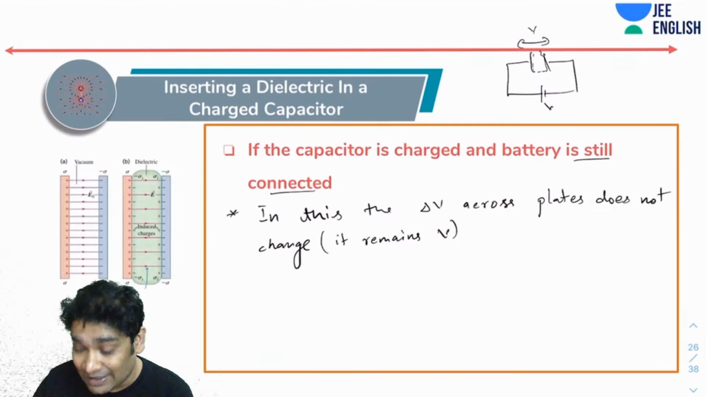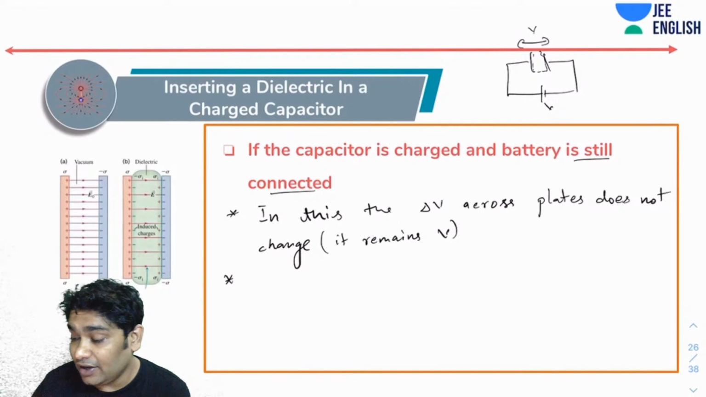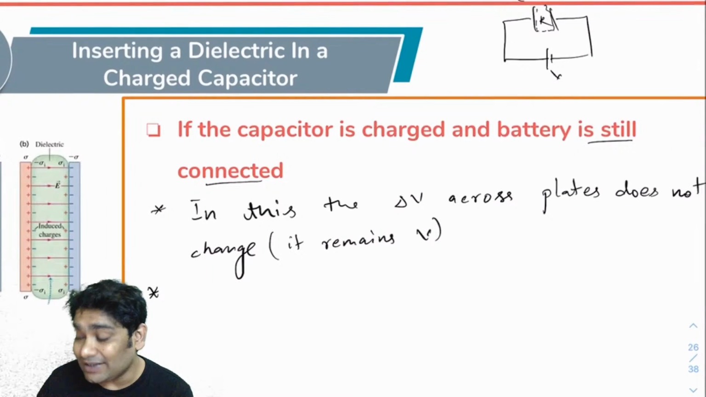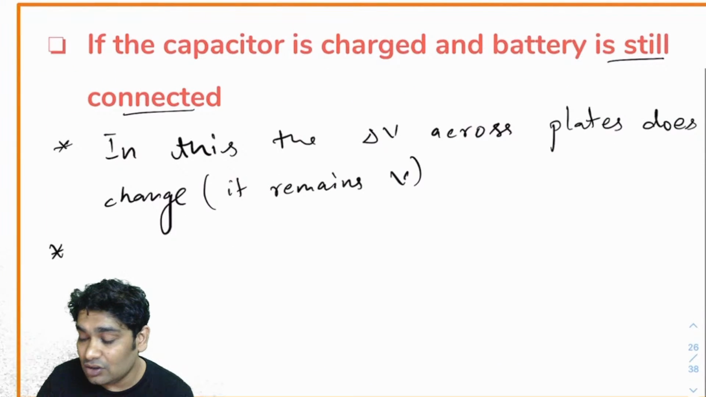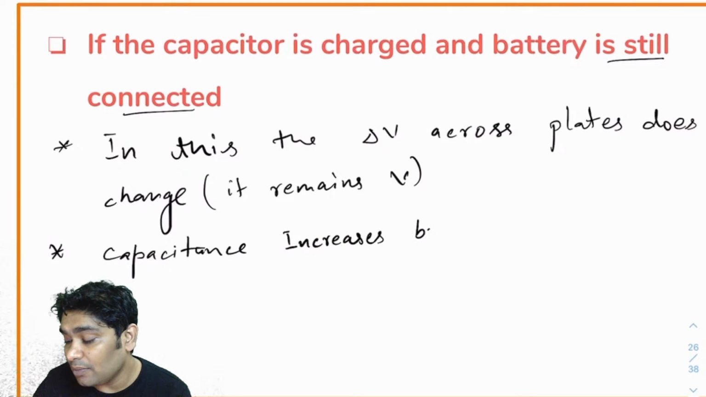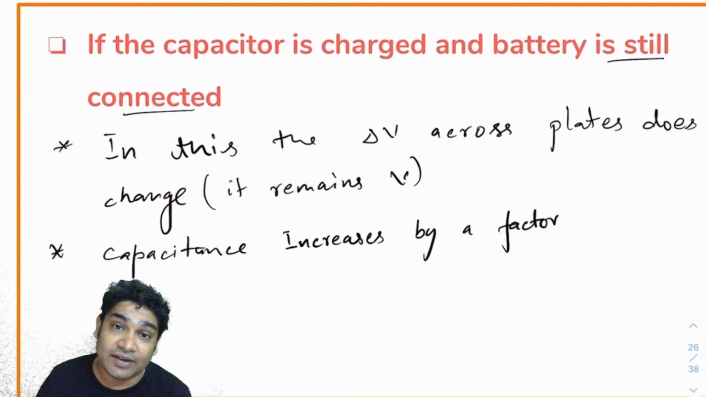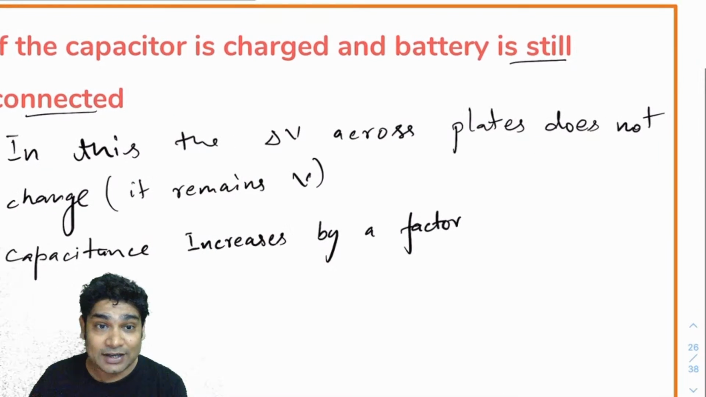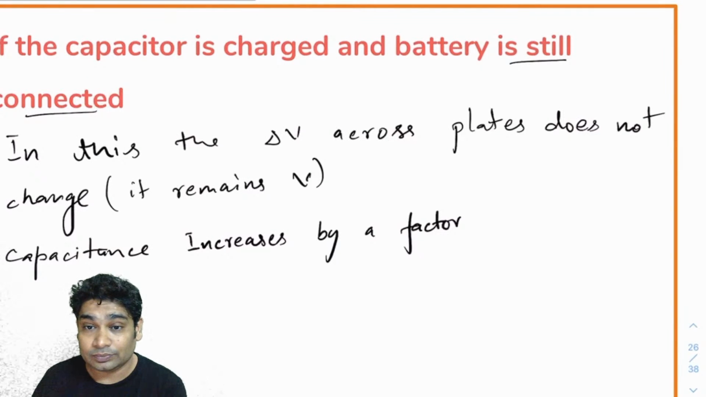So what will change? Capacitance, of course, will change. If you are inserting a dielectric of dielectric constant K, the capacitance obviously would change. So capacitance increases by a factor of K. Now please remember, this is very, very important. This is asked in your boards also.